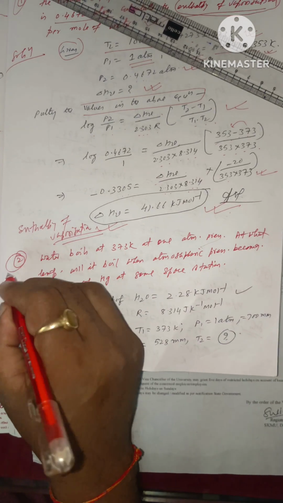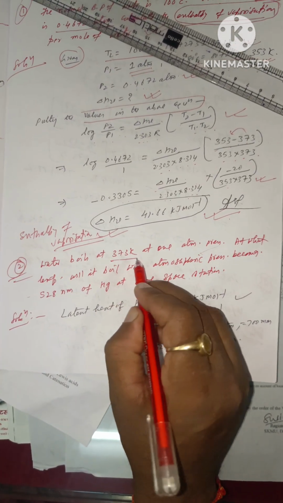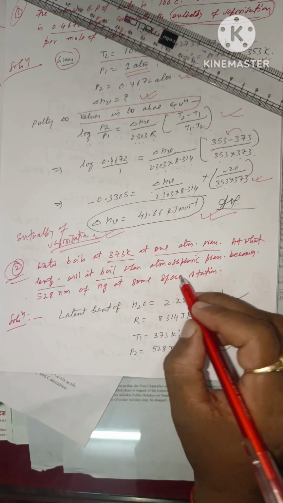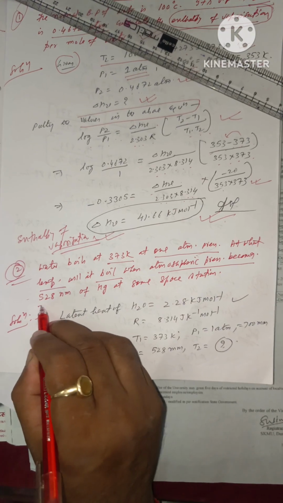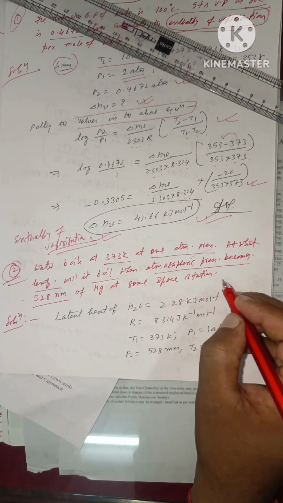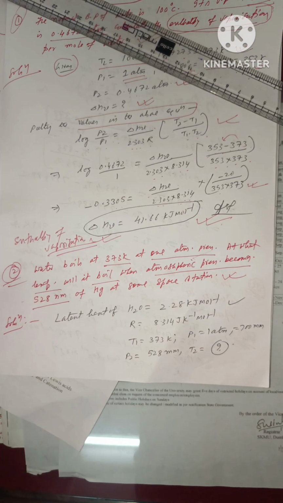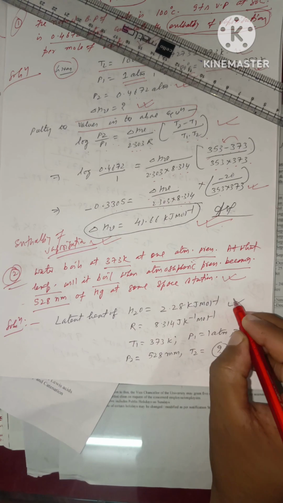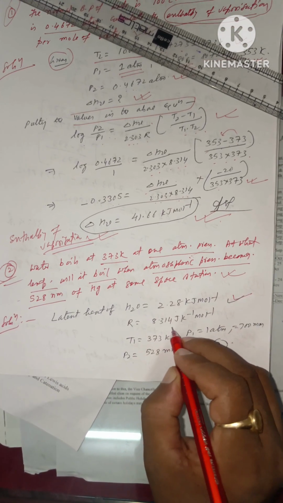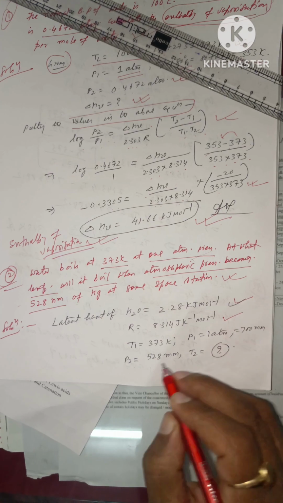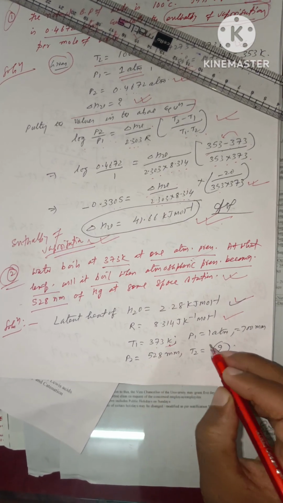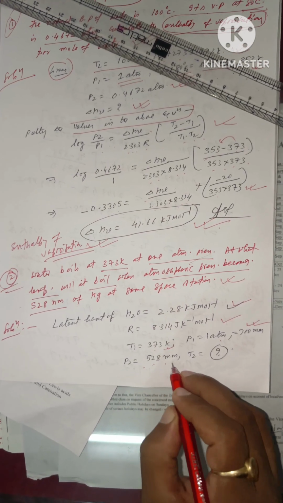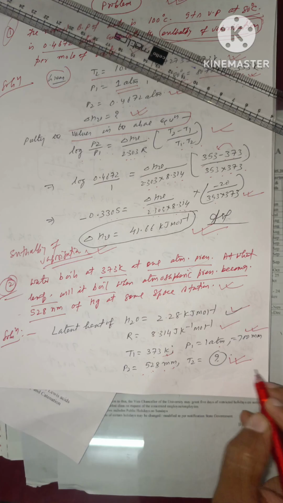Now problem number 2. Water boils at 373 Kelvin at 1 atmospheric pressure. At what temperature will it boil when atmospheric pressure becomes 528 millimeter of Hg? So first of all, what we have been given: latent heat of water is equal to 2.28 kilojoule per gram, R is equal to 8.314 joule per Kelvin per mole, T1 is equal to 373 Kelvin, P1 is equal to 1 atmosphere, that is 760 millimeter, and P2 is equal to 528 millimeter. We have to calculate the value of T2.